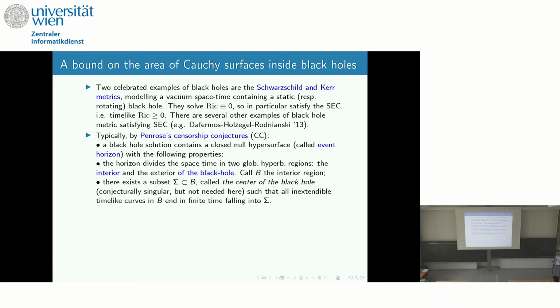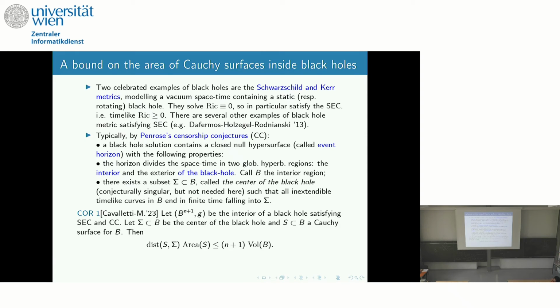So basically, this is saying that if you are inside the event horizon, you have no chance but falling into the center of the black hole. Okay, then with the same proof of the result before, with Fabio we can prove the following statement.